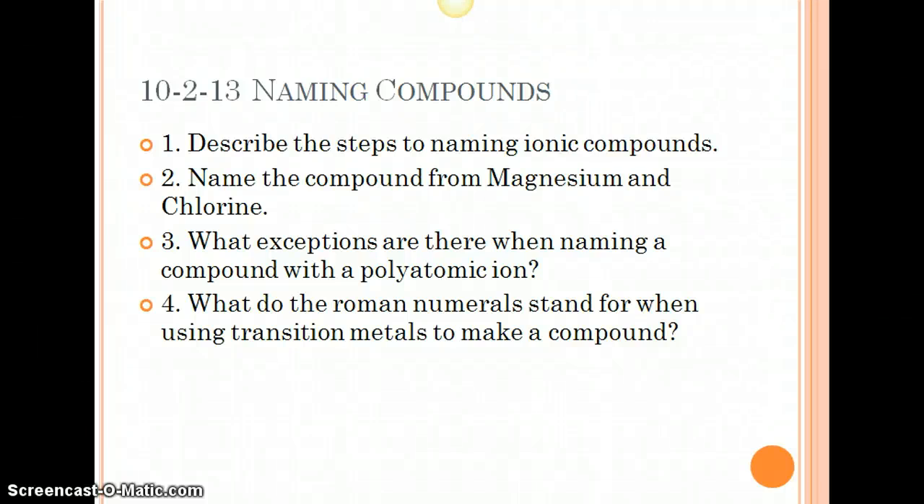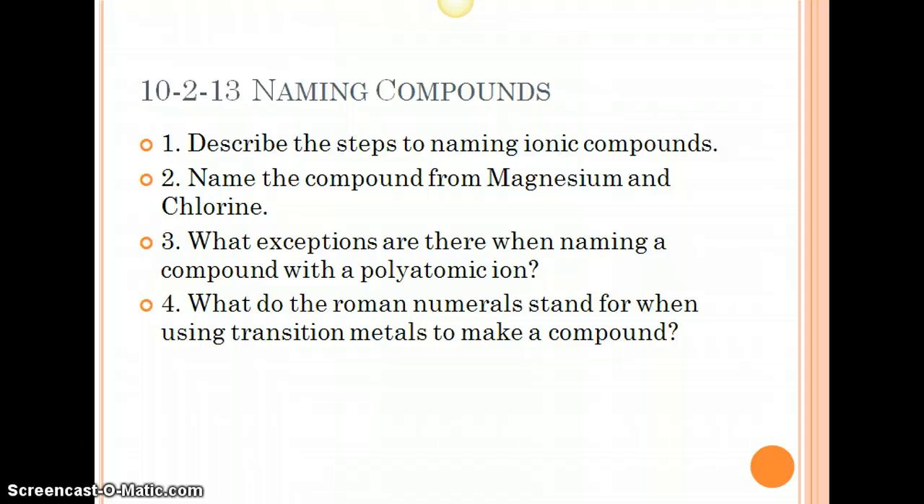Class. Today we're going to be looking at naming compounds. So our four things that we're going to focus on today are: 1, describe the steps to naming ionic compounds. 2, name the compound from magnesium and chlorine. Those could be any two elements; I'm just trying to give two as an example. Number 3, what exceptions are there when naming a compound with a polyatomic ion? Number 4, what do the Roman numerals stand for when using transition metals to make a compound?